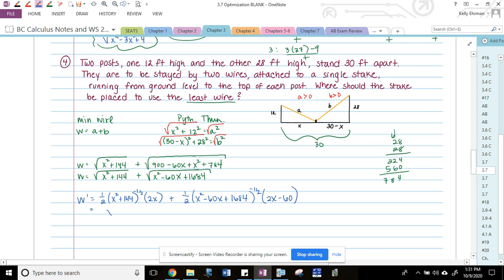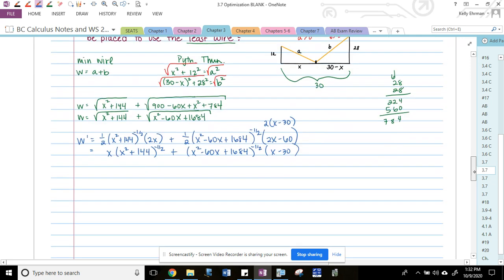1/2 and 2x is just x times x squared plus 144 to the negative 1/2. Plus, now again, factor 2 out so that this 2 multiplies with this 1/2, and that's gone. So you have x squared minus 60x plus 1,684 to the negative 1/2 times x minus 30. Goodness gracious. Oh, hey, we get to use a calculator on this one. I just saw my note.